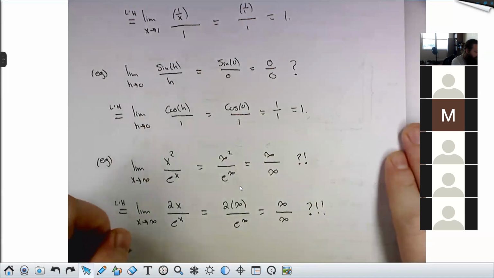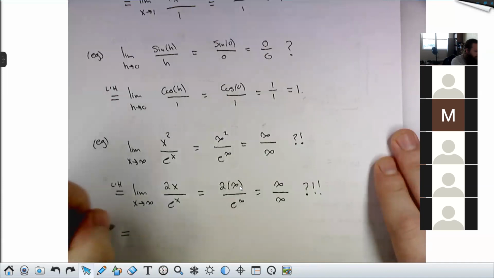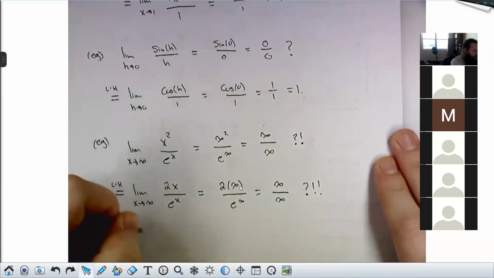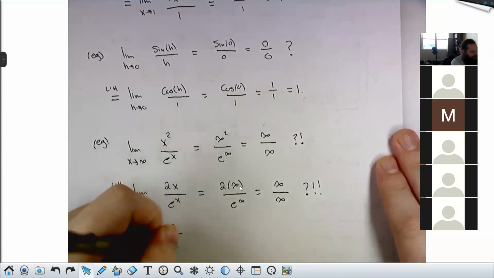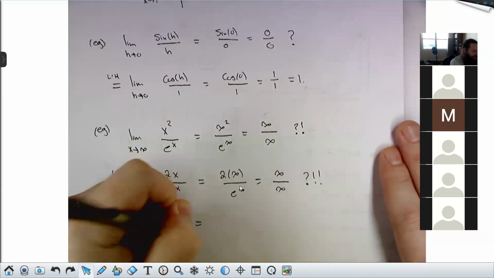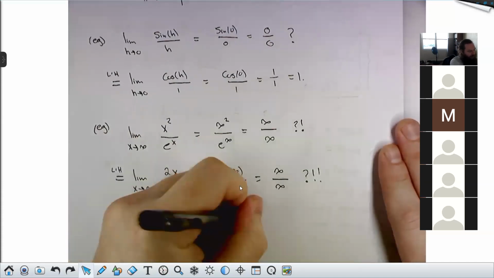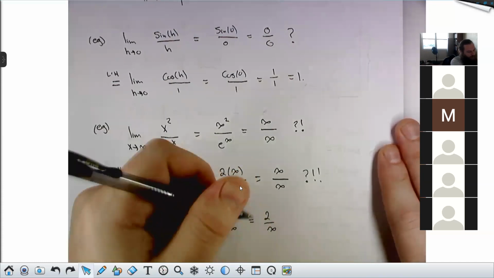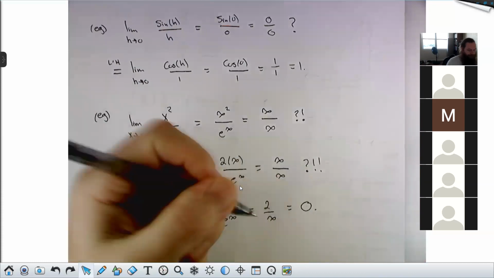Let's try it again. This is still something that I can use L'Hopital's rule on. So let's apply L'Hopital's rule one more time and see what we get. The derivative of 2x is just 2, and the derivative of e to the x is still e to the x. And now as I send x to infinity, the top is just 2, and the bottom is e to the infinity. So this is 2 over infinity. What is that? 0. Very good. This is 0.